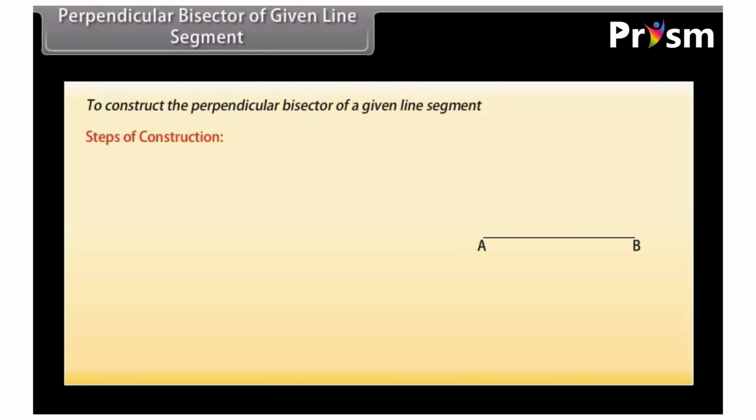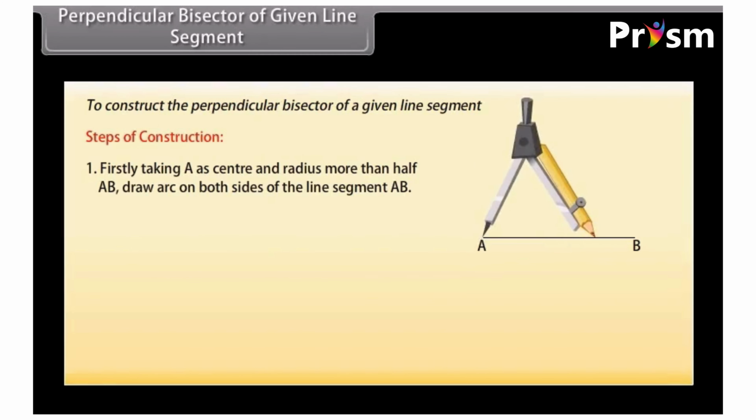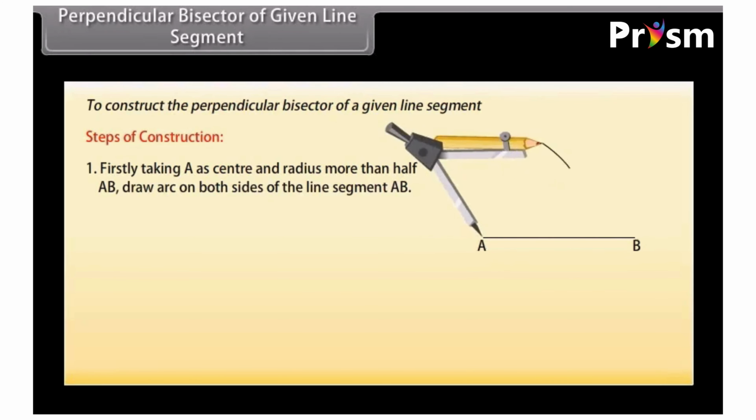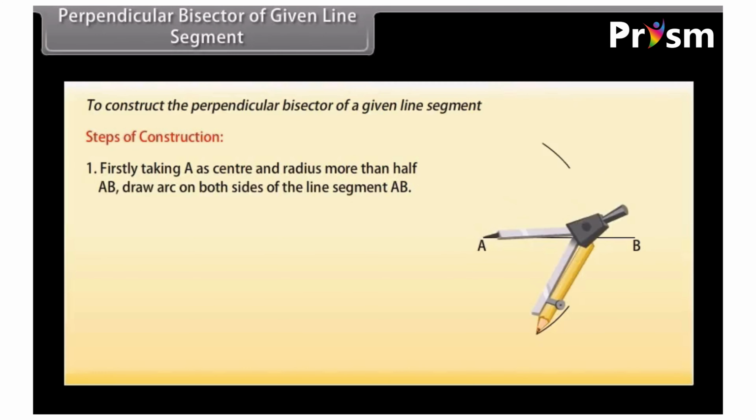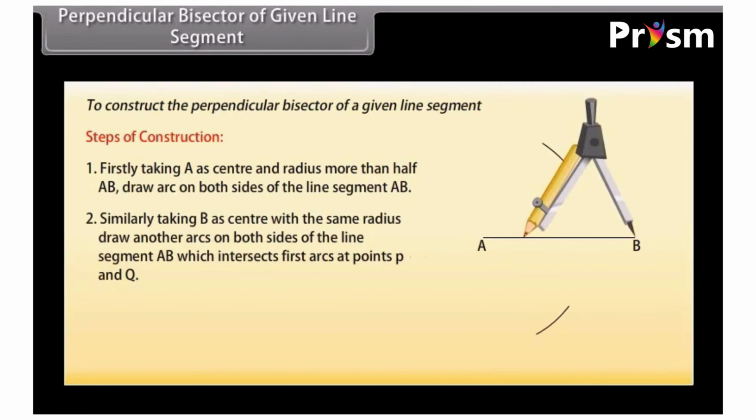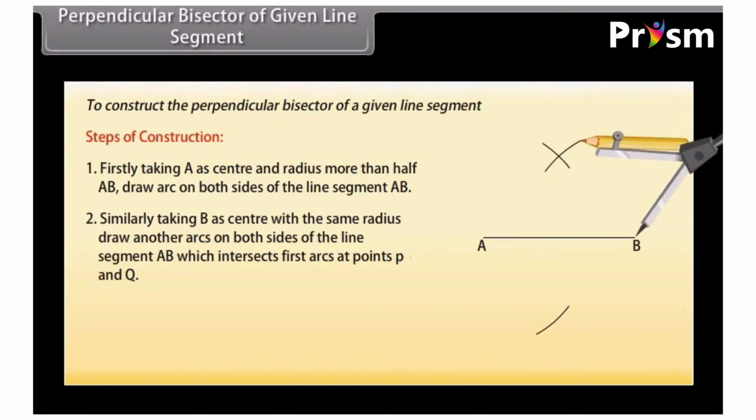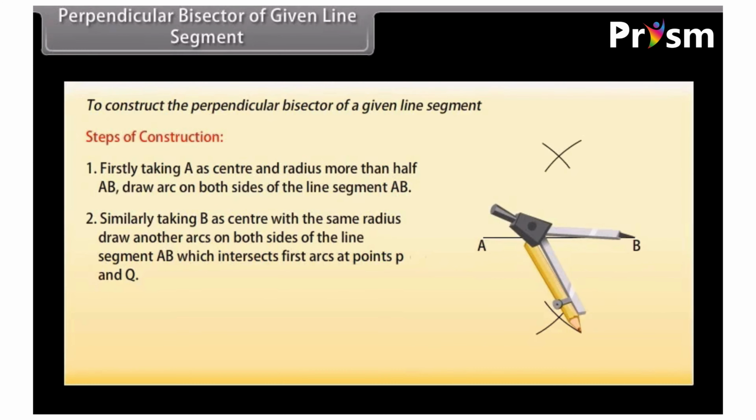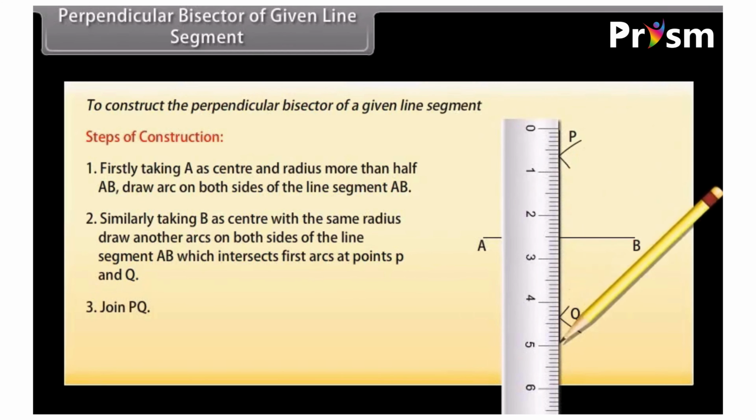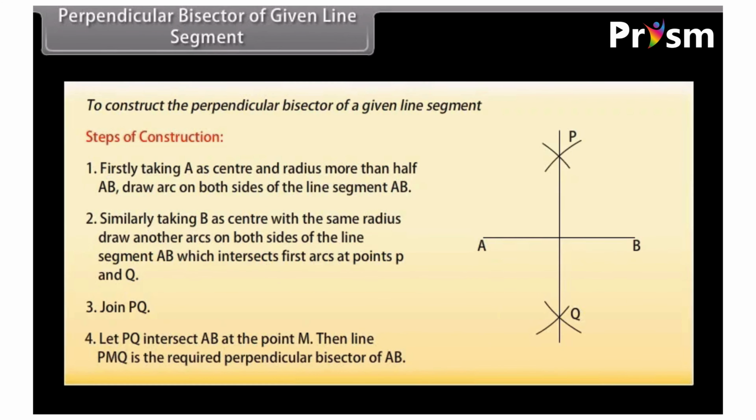Steps of construction. Firstly, taking A as center and radius more than half AB, draw arcs on both sides of the line segment AB. Similarly, taking B as center and with the same radius, draw another arcs on both sides of the line segment AB, which intersects first arcs at point P and Q. Now join PQ. Let PQ intersect AB at the point M. Then, line PMQ is the required perpendicular bisector of AB.